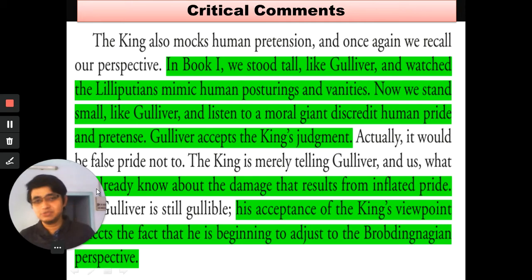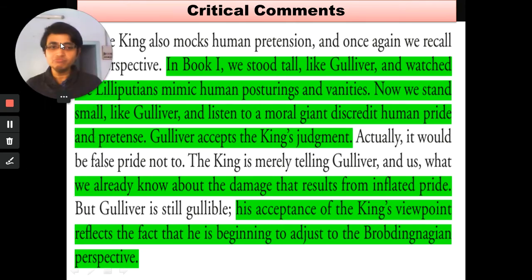And Gulliver accepts the King's judgment. Actually, it would be false pride not to do so. The king is merely telling Gulliver and us what we already know about the damage that results from inflated pride. But Gulliver is still gullible. His acceptance of the king's viewpoint reflects the fact that he is beginning to adjust to the Brobdingnagian perspective.